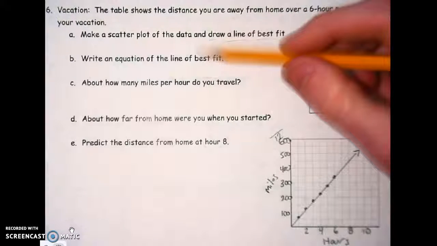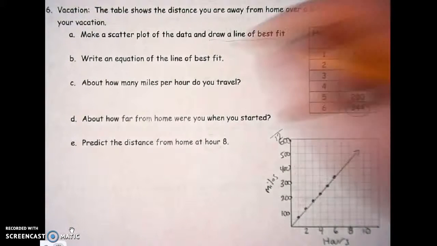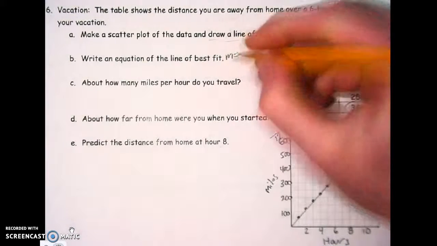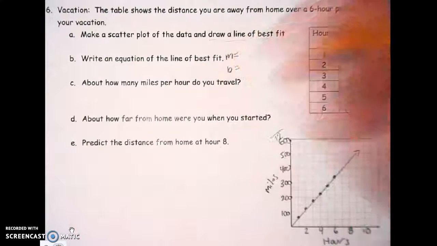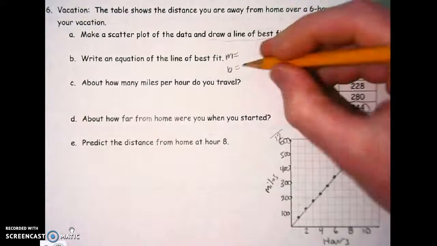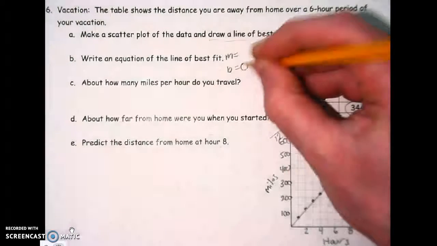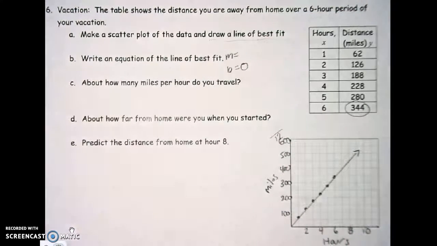Now I need to write, part B, an equation for the line that we just created. So I need to get my slope and I need to get my y-intercept. I like writing M and B when I go to write an equation. So for the B, I didn't try to make it go through 0, 0. That's kind of where the points went. So my B value, I'm going to call it 0. I don't know if it's for sure 0, but it looks like 0 to me.